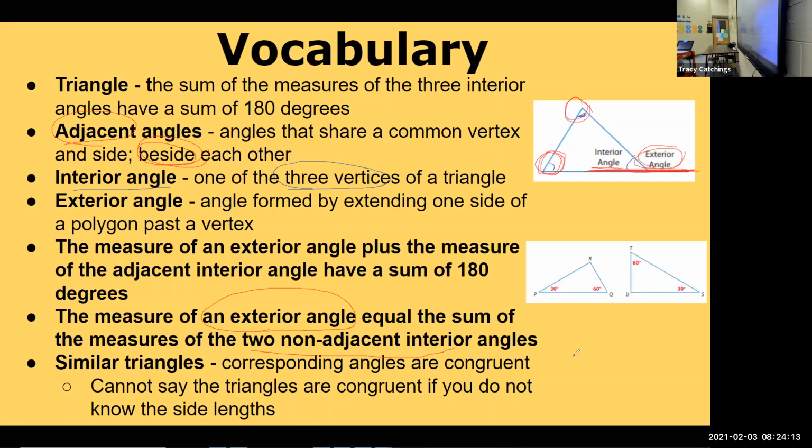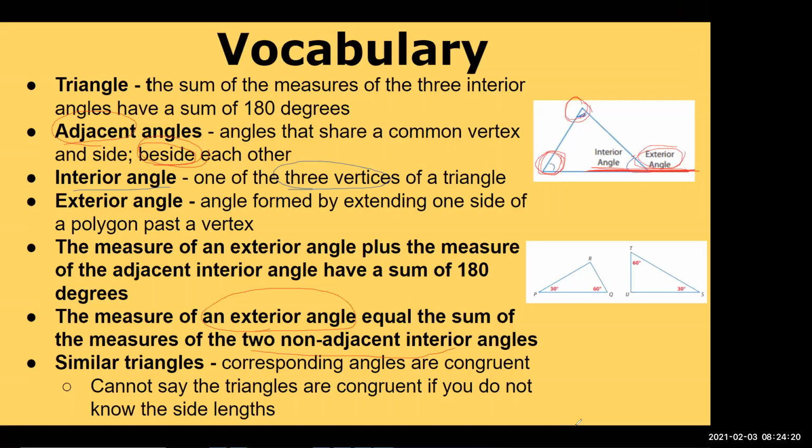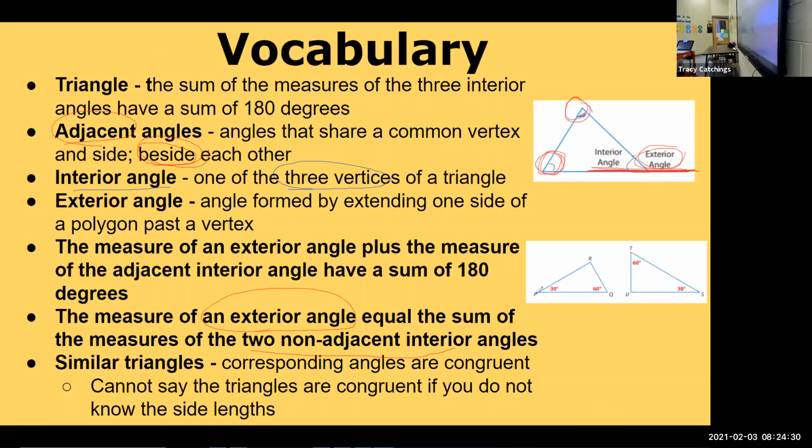All right, down at the bottom, someone told us about similar triangles. Similar triangles: corresponding angles are congruent. Can I say the triangles are congruent if I don't know the side lengths? Good job. When they give us only angle measures, we could not say that we have congruent triangles. Because remember, congruent means the angles are the same and the sides are the same. But if we do not know the sides, we cannot say that.